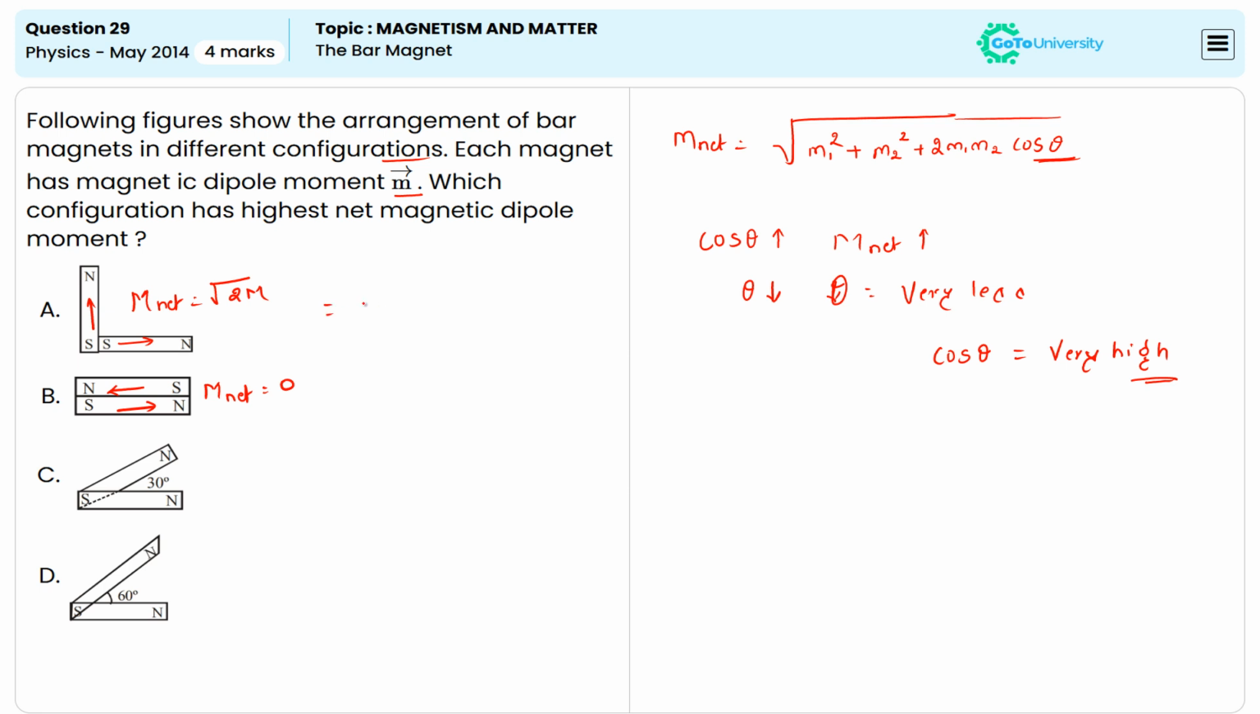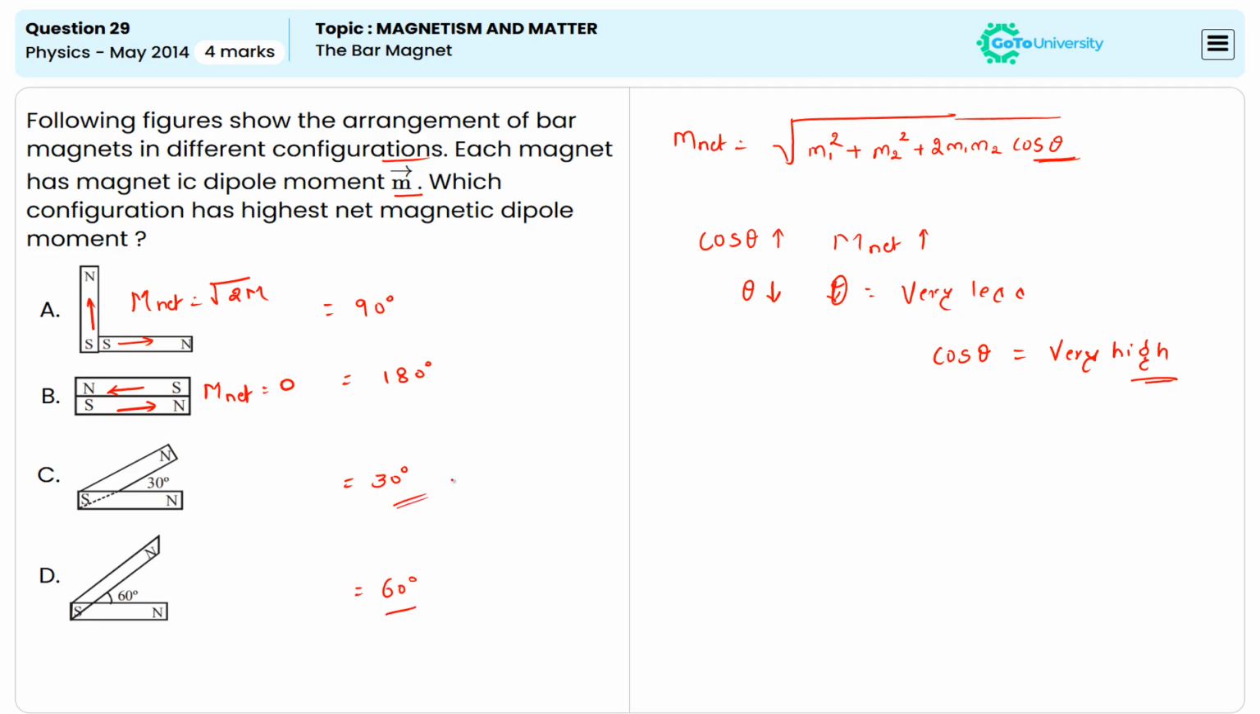In this case, the theta value becomes 90 degrees. Here the theta value becomes 180 degrees. And in this case, the theta value is given as 30 degrees, and in the fourth option it is equal to 60 degrees. Then the theta value is less where it is 30 degrees.